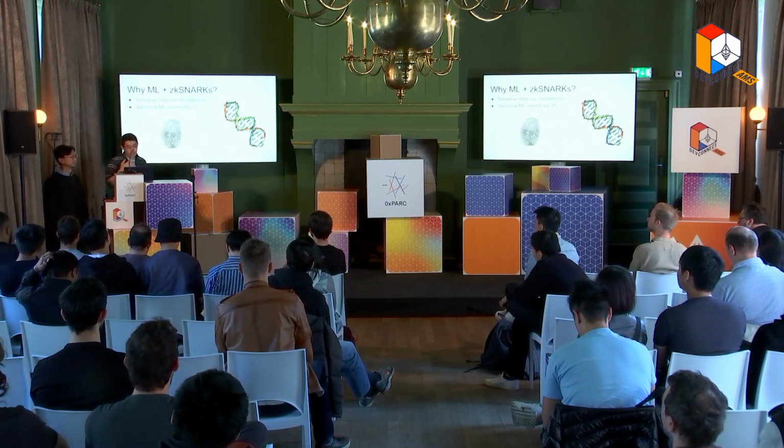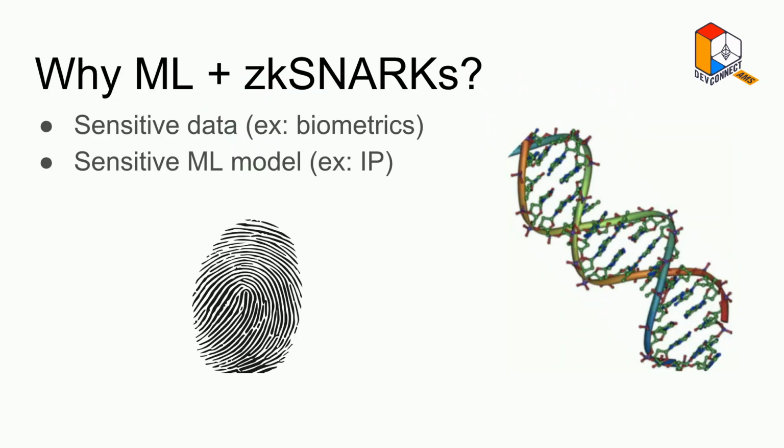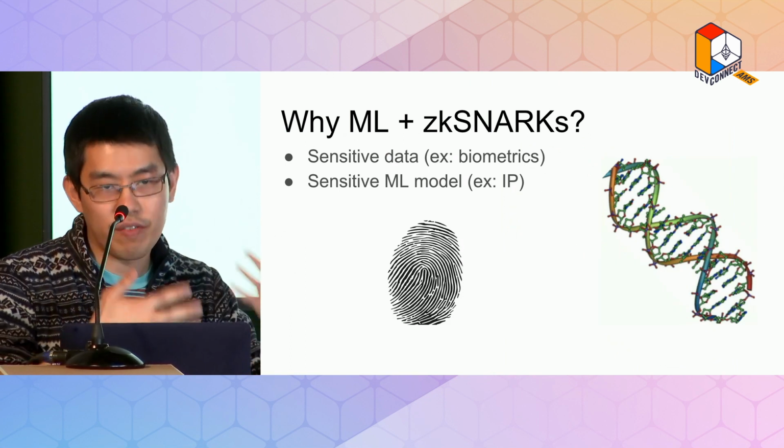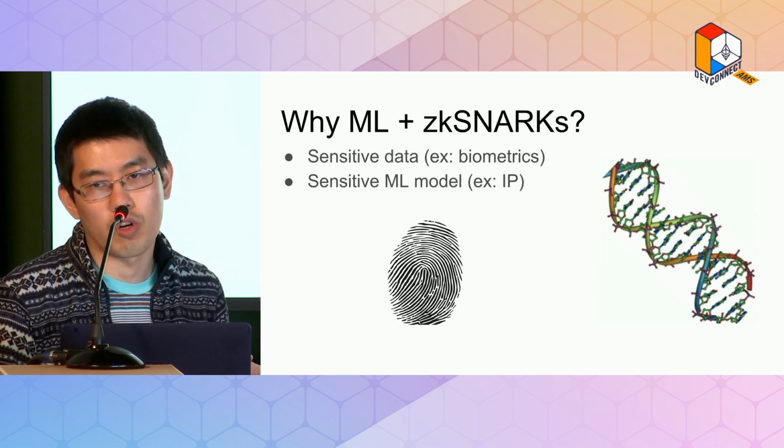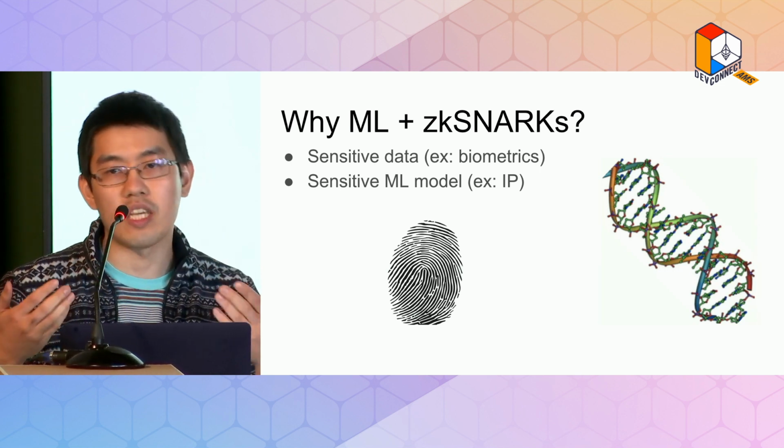To set the stage a bit, why are we interested in machine learning and zero-knowledge proofs? From some of the past talks and demos, we know that with zero-knowledge proofs, we can take private data, perform some computation on it, and then generate a proof, or a certificate, of the result. And that's really useful for machine learning applications where we often have things that we want to keep private.